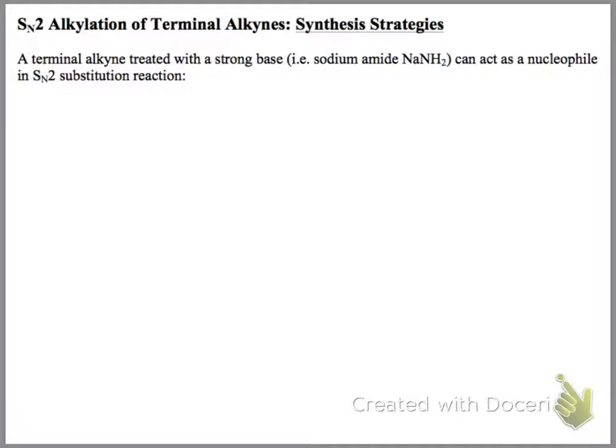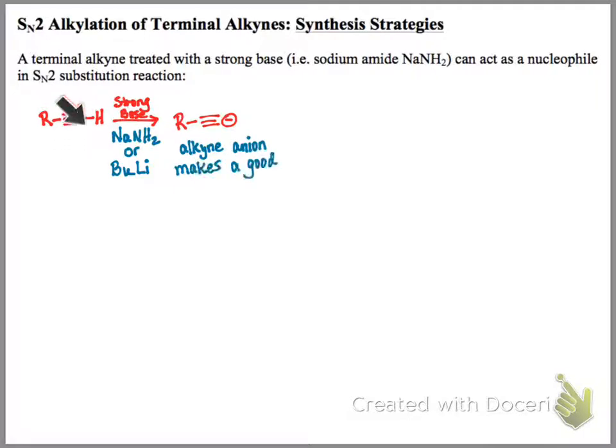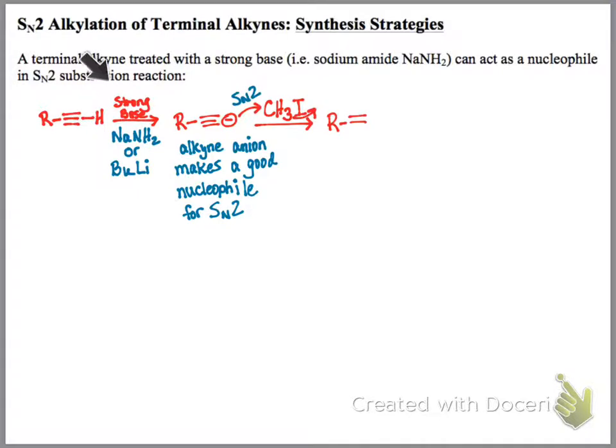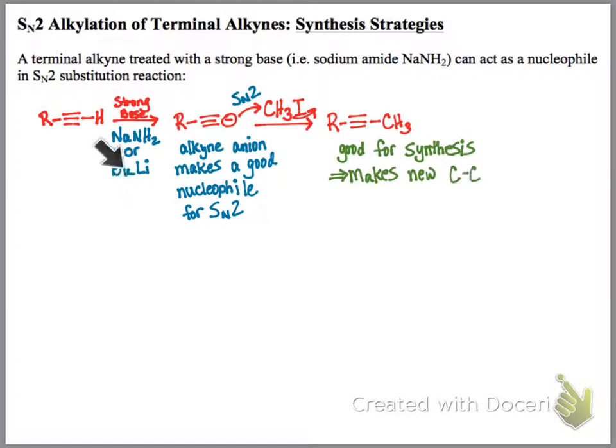So triple bonds, alkynes, can do an SN2 alkylation because we've seen earlier that we can deprotonate if we have a terminal alkyne, or on the end, it has a hydrogen. You can add strong base. The bases that you would want to use in general are going to be sodium amide or butyllithium, and that's going to make the anion here. And this anion, it turns out, makes a really good nucleophile to do an SN2 reaction.